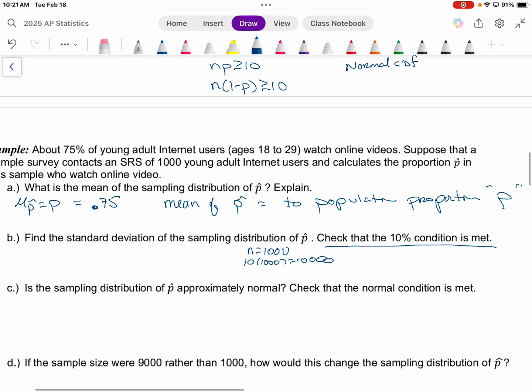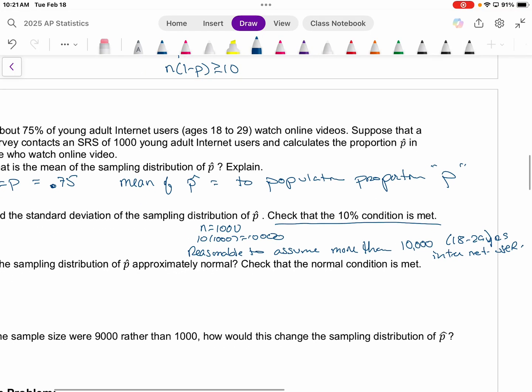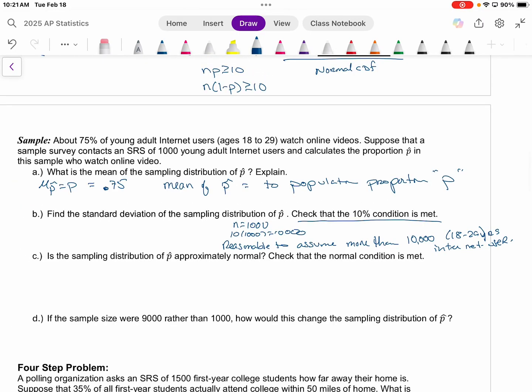I would say it's reasonable to assume there are more than 10,000 18 to 29-year-old internet users. So obviously there's probably a lot more than that. But hey, we're definitely below the 10%. So now I can figure out the standard deviation.